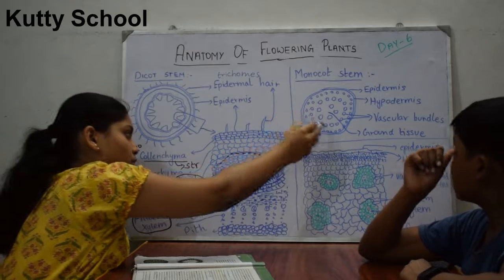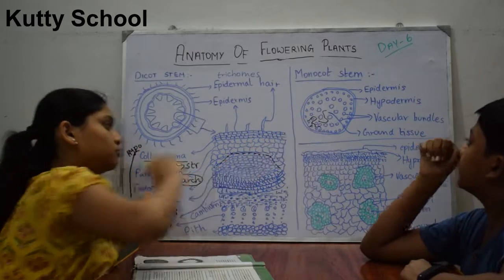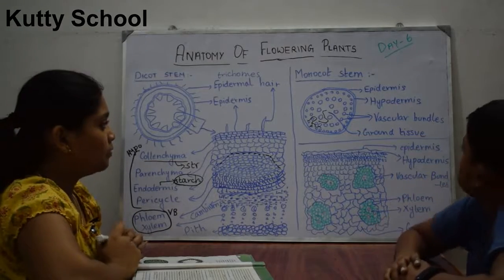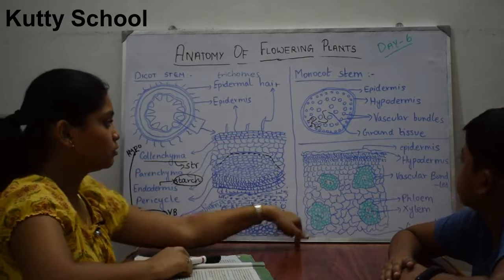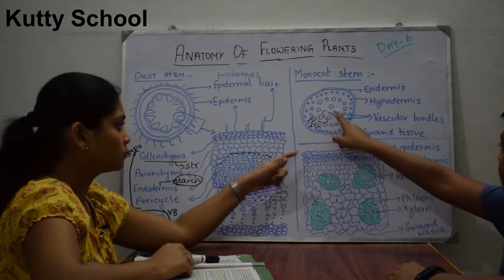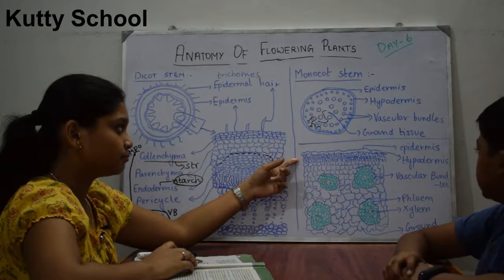Okay. Here the ground tissue will be between the vascular bundles. Oh, between them. Yes. And we are going to study one portion of them here, the topmost layer. Okay. The topmost layer is the hypodermis.